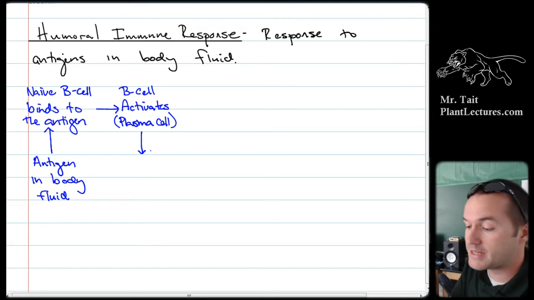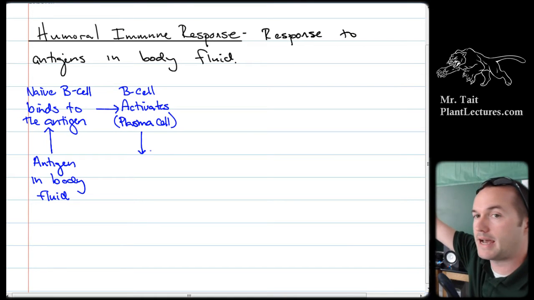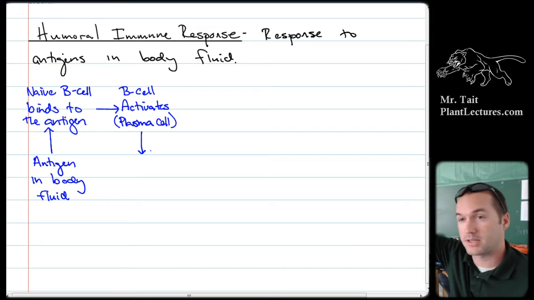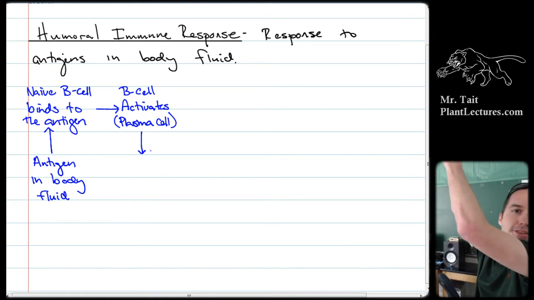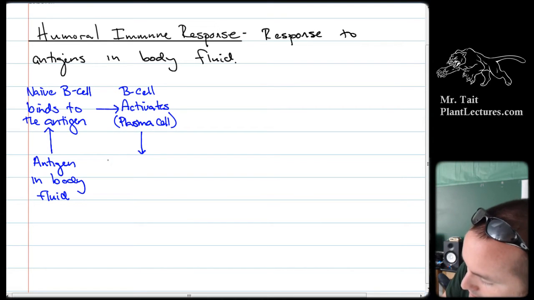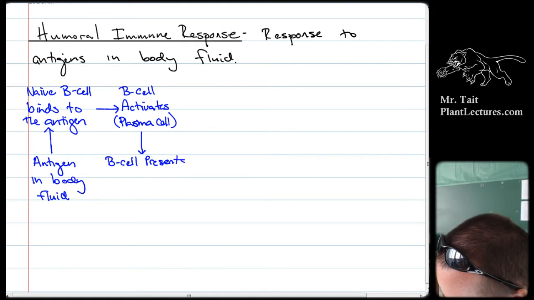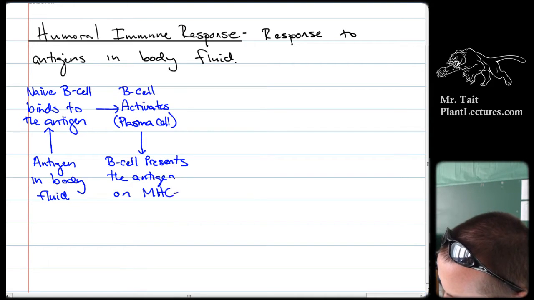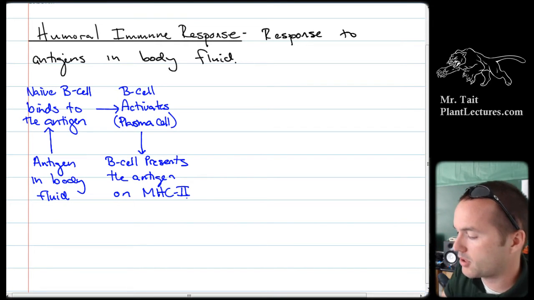It's going to present whatever antigen it's attached to on this little complex that it has called the major histocompatibility complex 2. Okay, so it's going to take that antigen. It's going to say like, hey, here's what I found. I think it's bad. Can somebody check this out for me and make sure that I did the right thing? Okay, so the B cell presents the antigen on MHC2, major histocompatibility complex 2.